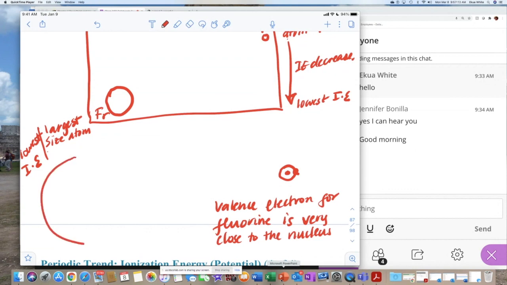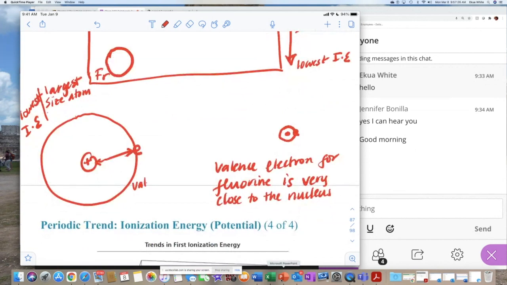On the other hand, this is exaggerated on purpose. The valence electron for francium is very, very far from the nucleus relatively, right? I can even draw an arrow here. So valence electron is far from nucleus. So you can see, remember, the nucleus is the one that's holding the valence electron in place. It's preventing it from just going off and leaving.